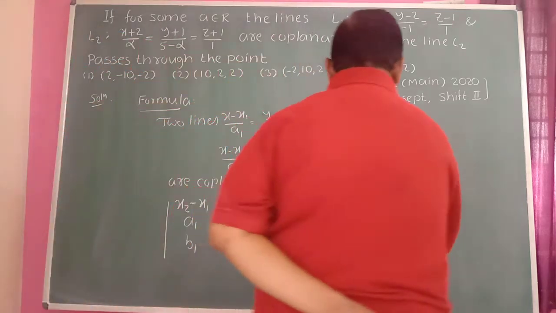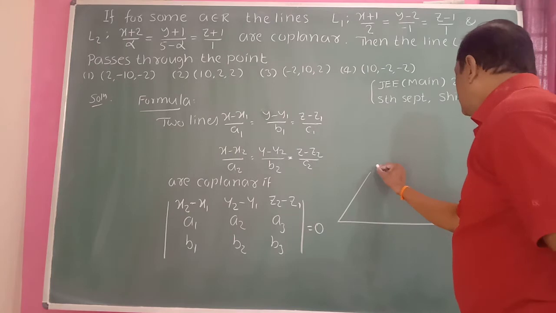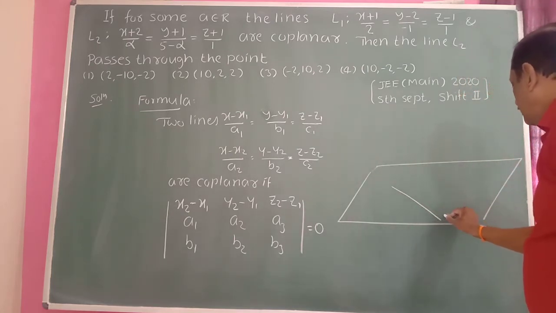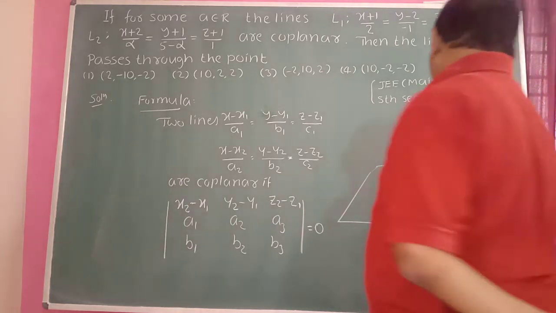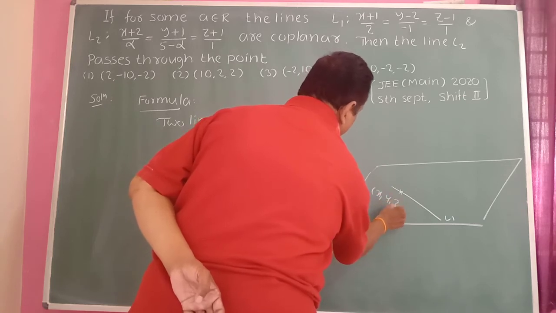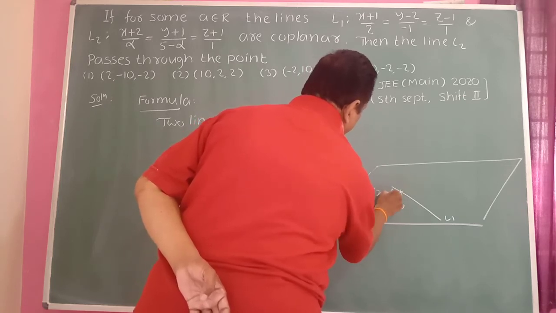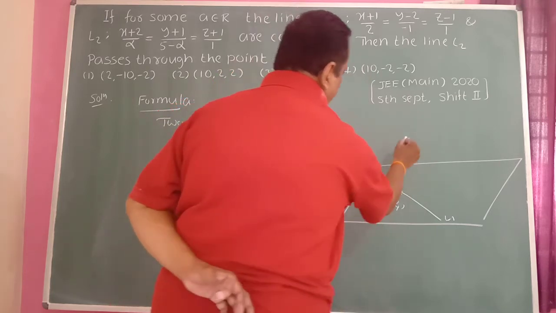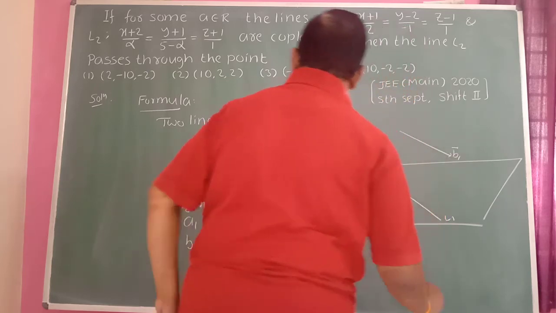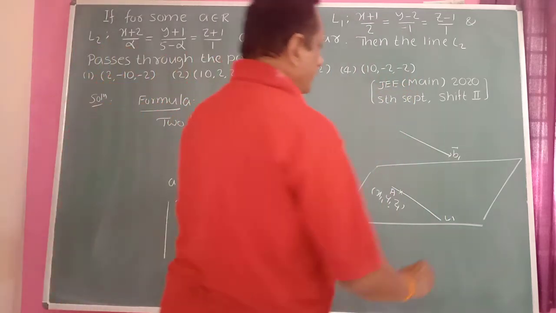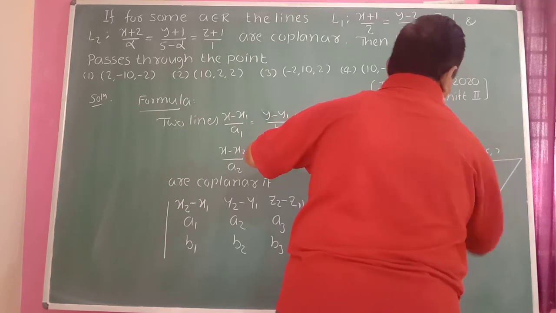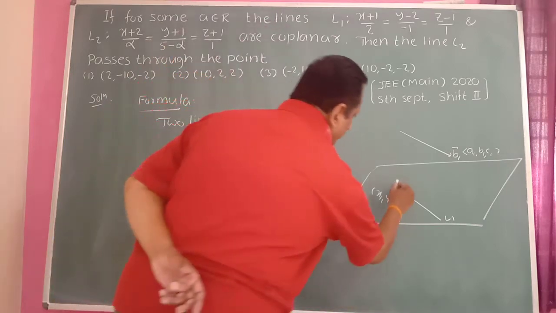So this is one plane here. Consider this a line L1 passing through the point (x1, y1, z1). Consider this point as A, and the line is parallel to the vector b1 bar, whose direction ratios are a1, b1, c1.